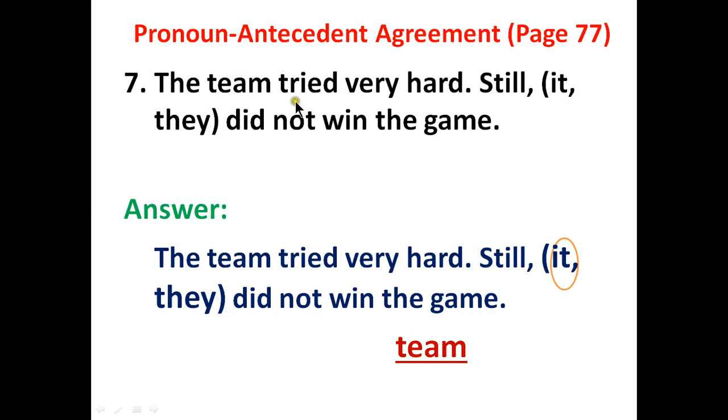Number 7. The team tried very hard, still it didn't win the game. You are going to choose the pronoun it for the team. Team is a collective noun. You can use it as a plural as well as a singular noun, so I have taken it as a collective noun in singular status. It will be circled and you will write team on the line.